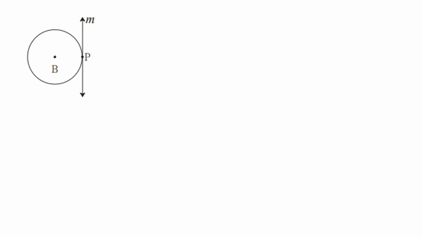Let us start. In this diagram, the circle is with center B and line M is tangent to the circle at point P. Now here A is the center of the circle. Point B is a point on the circle with center A. The tangent of the circle passing through B is to be drawn. There are infinite lines passing through the point B. Which of them will be the tangent? There will be only one line which is tangent and passes through point B.